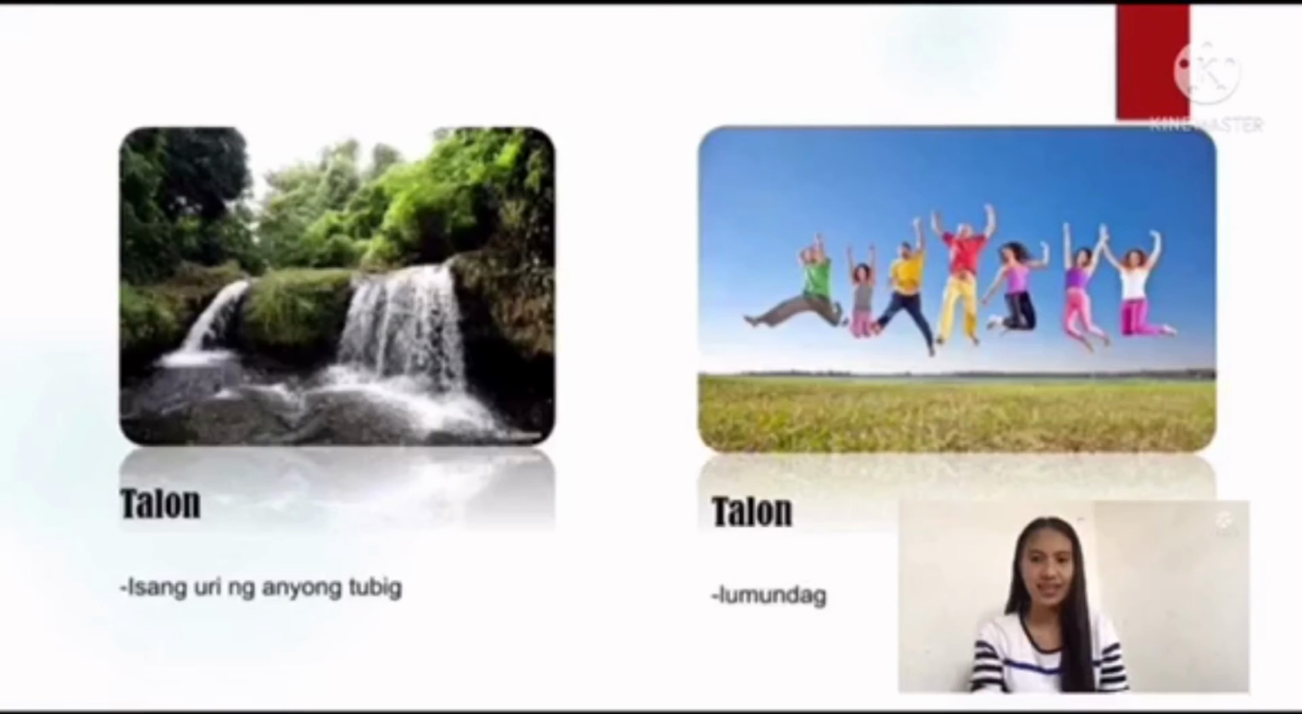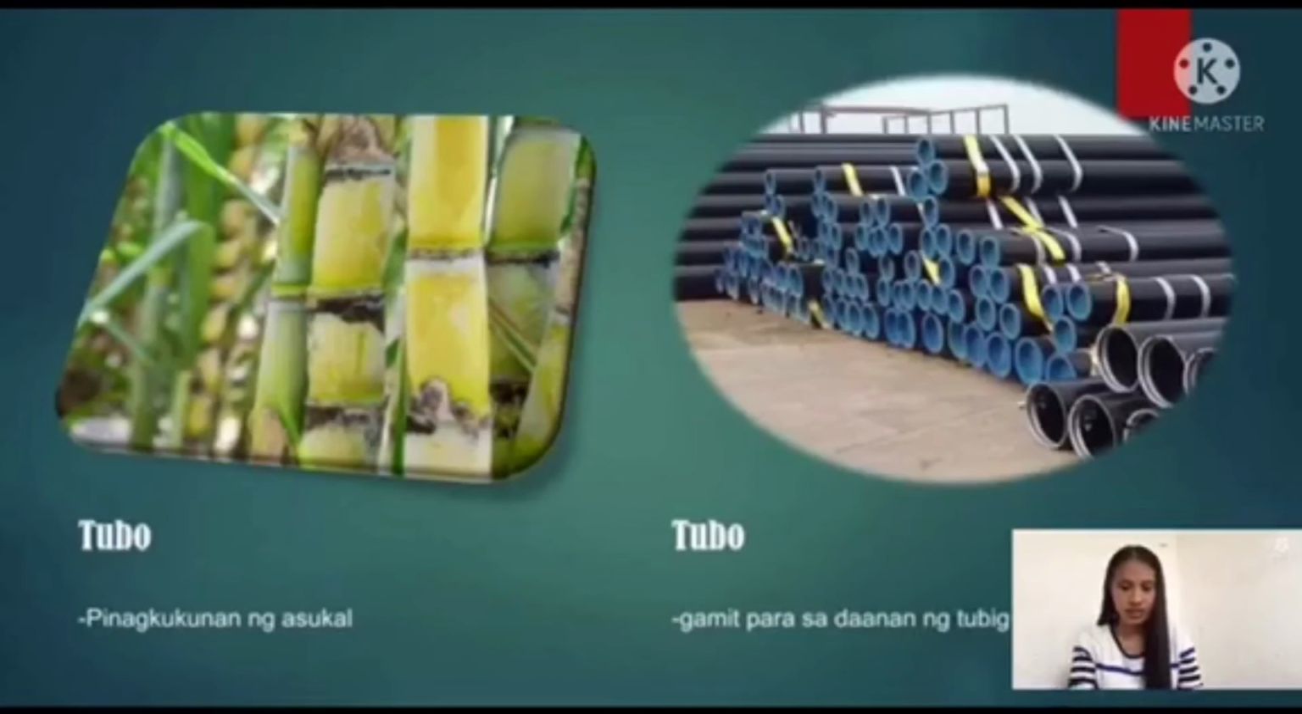Makes sense, right? So, when I say si Maria ay naligo sa talon, what would be the answer here? Picture number 1 or picture number 2? Of course, the answer is picture number 1. As we focus on the accuracy of each word in the sentence, it will lead us to understanding the meaning of the sentence. Next example is this.